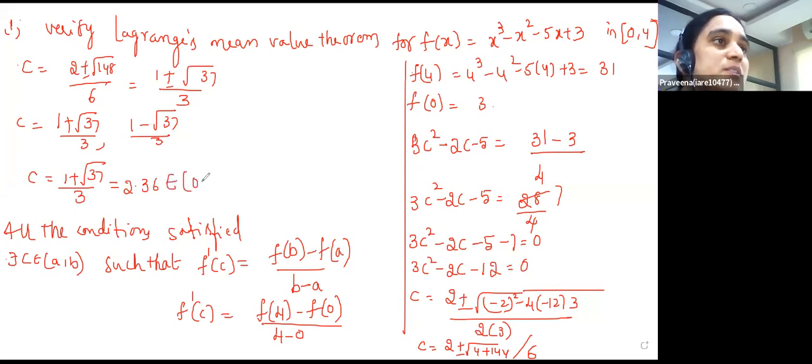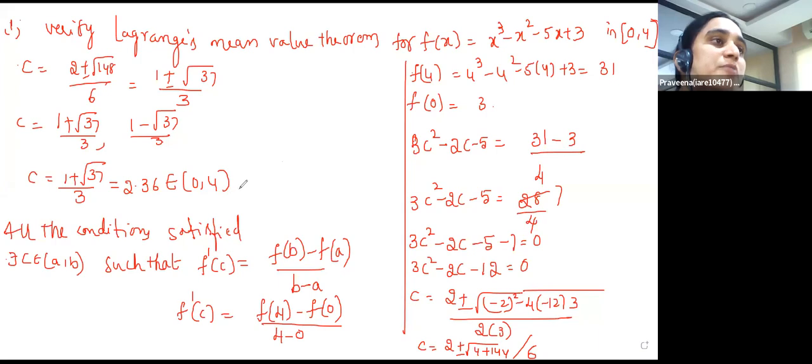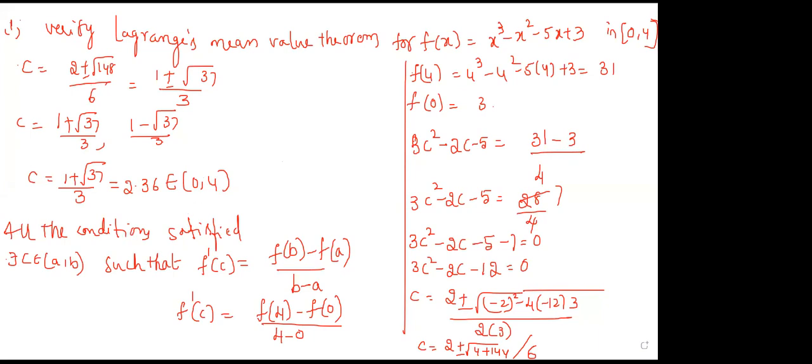This is in between 0, 4. And 1 minus root 37 by 3 is minus 1.69. Is it in between 0, 4? No. Therefore, we have to consider the positive value, that is c, which is in between 0, 4. Therefore, Lagrange's mean value theorem is verified and c value is 2.36.